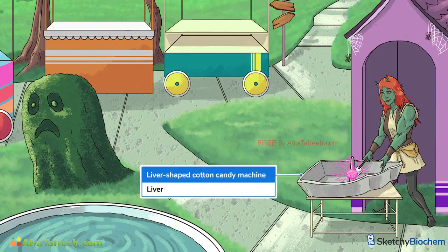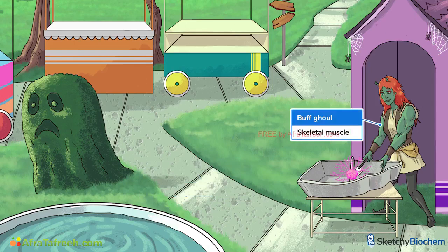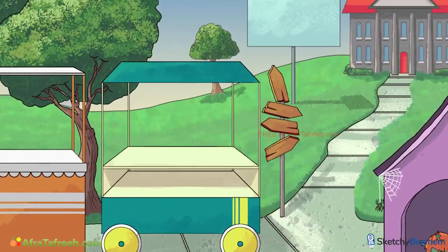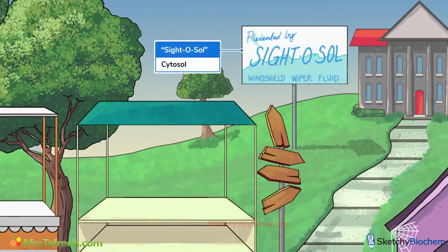In the liver, glycogen helps maintain normoglycemia during the first 12 to 18 hours after eating. See the ghoul's muscles? Skeletal muscle uses glycogen for energy during exercise. Let this billboard for cytosol remind you that glycogen synthesis and degradation take place in the cytosol.